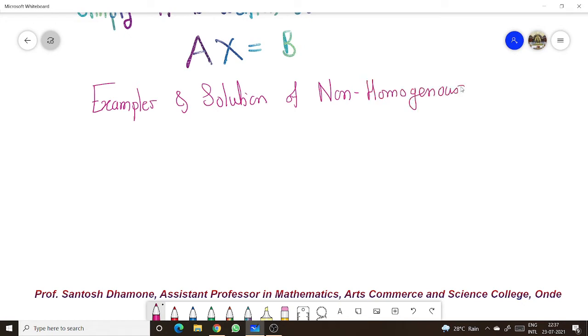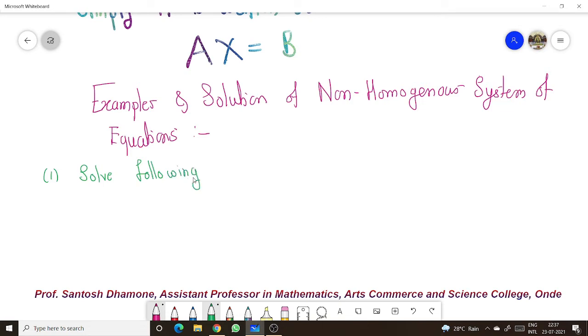Examples and solution of non-homogeneous system of equations. First, solve the following system of non-homogeneous equations.